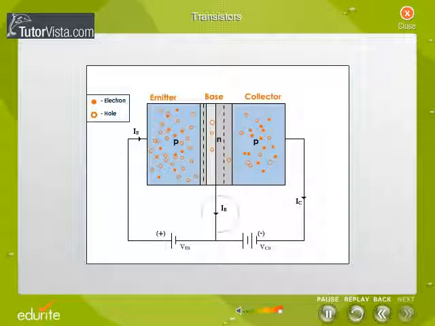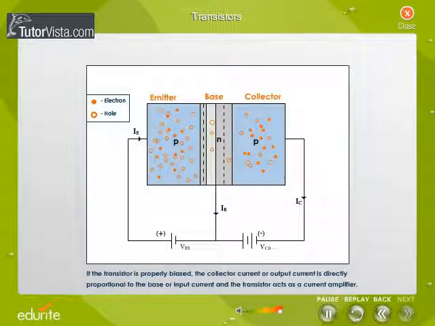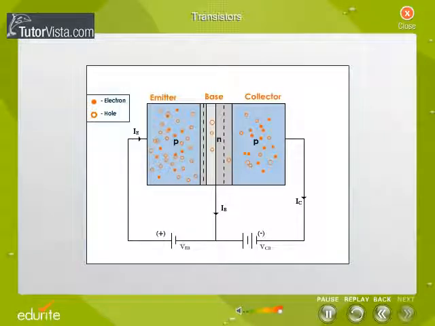If IE, IB, and IC are emitter current, base current, and collector current respectively, then the emitter current is given by IE equals IB plus IC. This base current IB is very small, but a small change in it can significantly change the collector current IC. If the transistor is properly biased, the collector current or output current is directly proportional to the base or input current, and the transistor acts as a current amplifier. Thus, the transistor may be used to amplify a small signal.